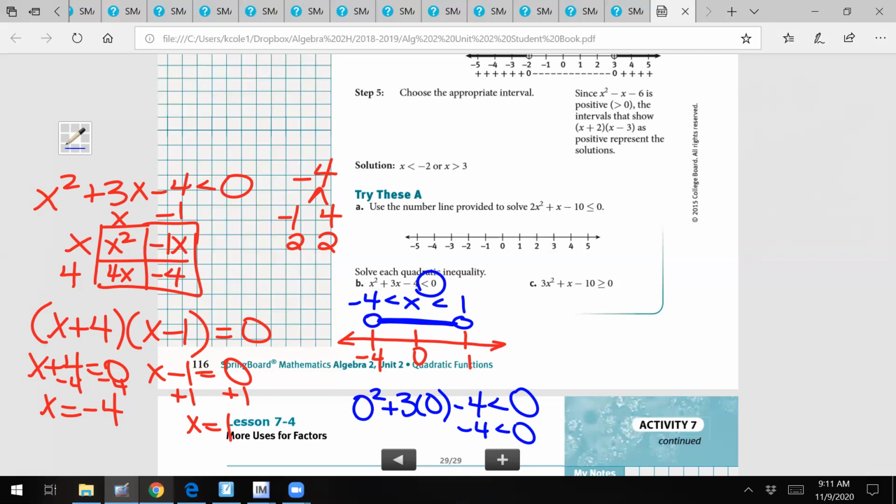Y'all want to try C on your own or want me to do that one with you? On your own? Okay, y'all try C. I'm going to give y'all a head start, and then I'll catch up.